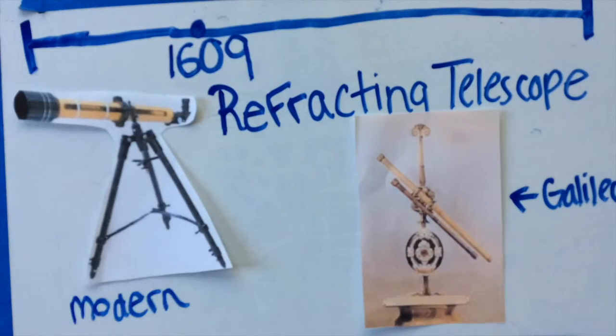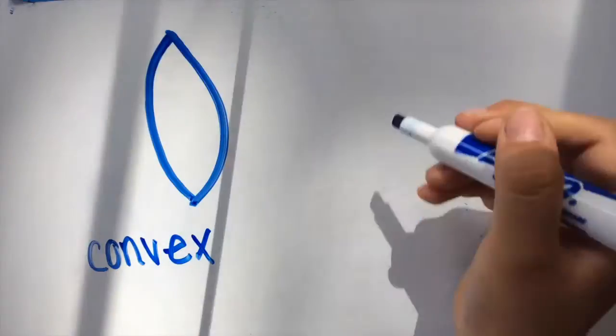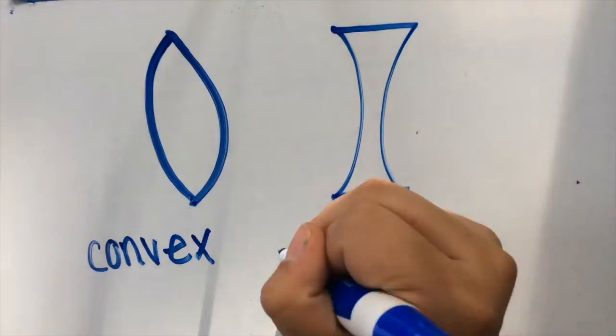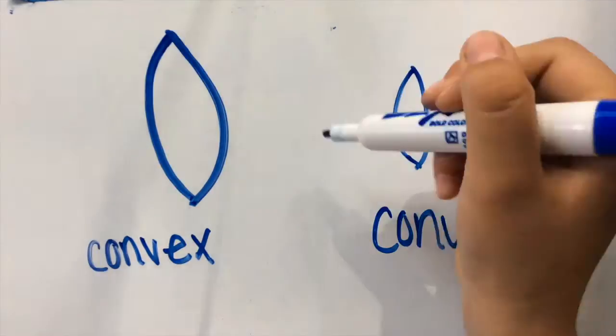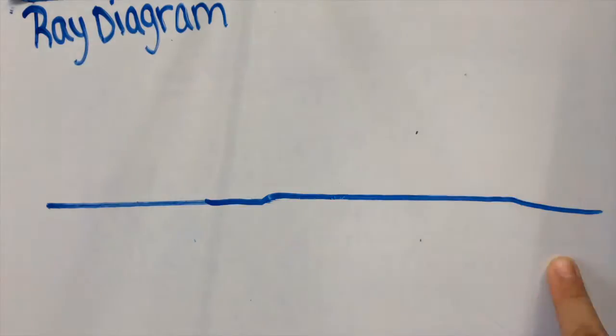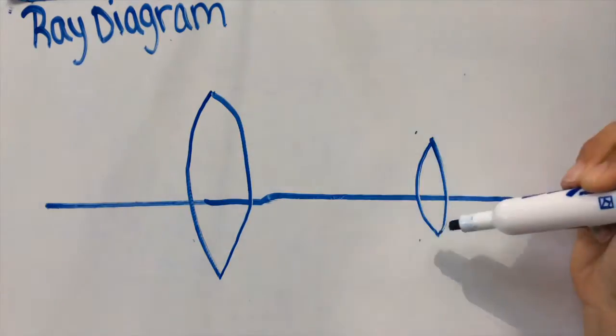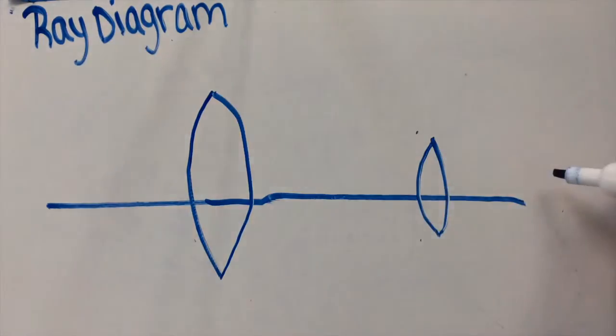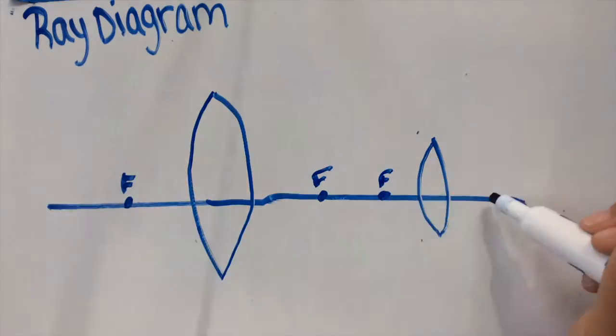Over time, they have certainly improved from Galileo's design to the modern-day telescope. So here again are the two lenses used in telescopes, convex and concave. But in this diagram I'm about to show you, I'm going to use two convex mirrors to show a refracting diagram. So here's the ray diagram. First, I'm going to draw the principal axis line, and then the two convex lenses. And each lens has two focus points.